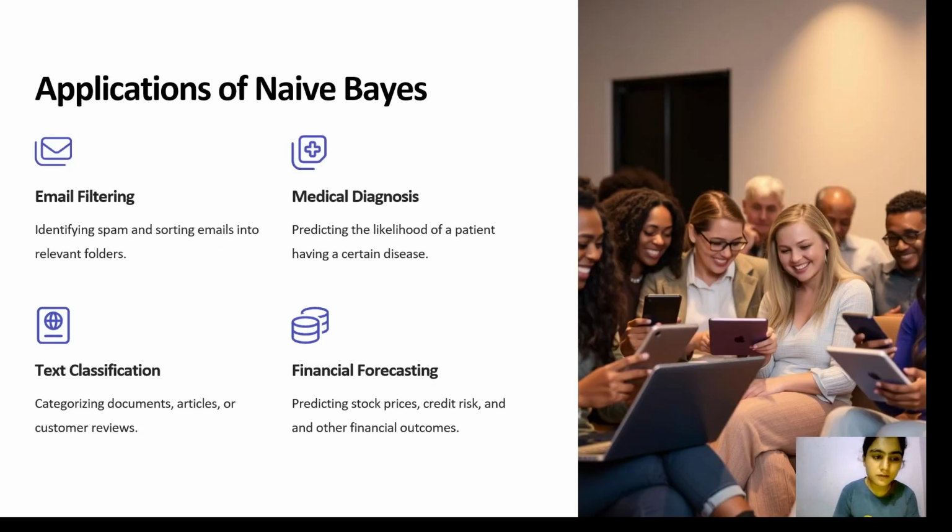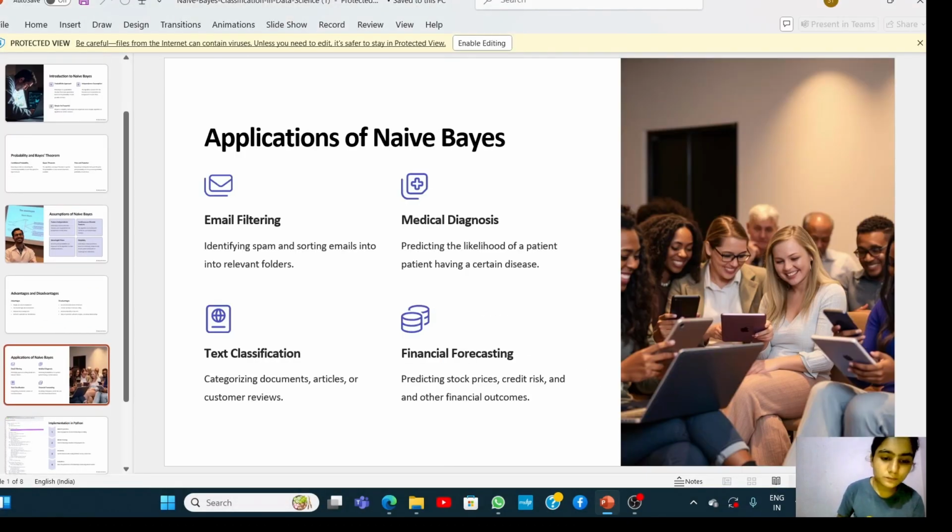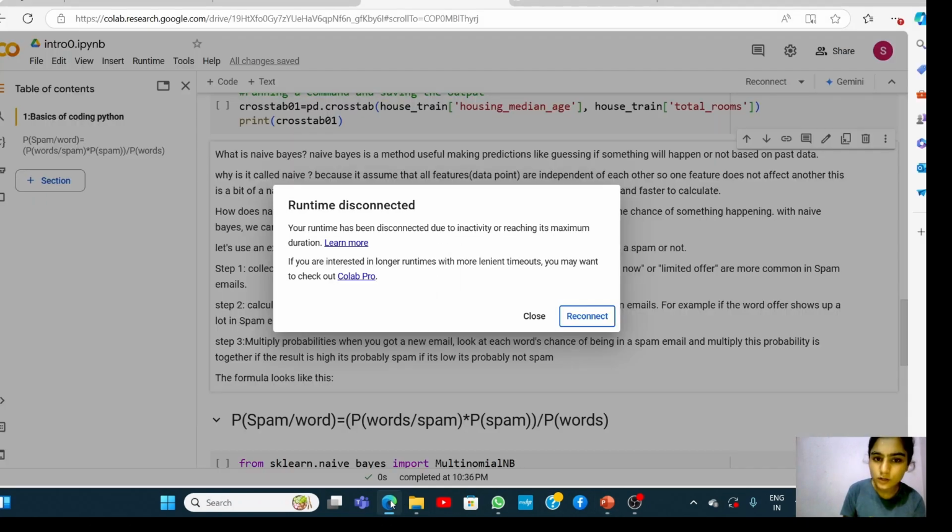The first is email filtering, which we are talking about: identifying spam and sorting emails into relevant folders. Medical diagnosis: predicting the likelihood of a patient having a certain disease. Risk classification: categorizing documents, articles, or customer reviews. Financial forecasting: predicting stock prices, credit risk, and other financial outcomes. So now we are going to talk about how Naive Bayes works in Google Colab.